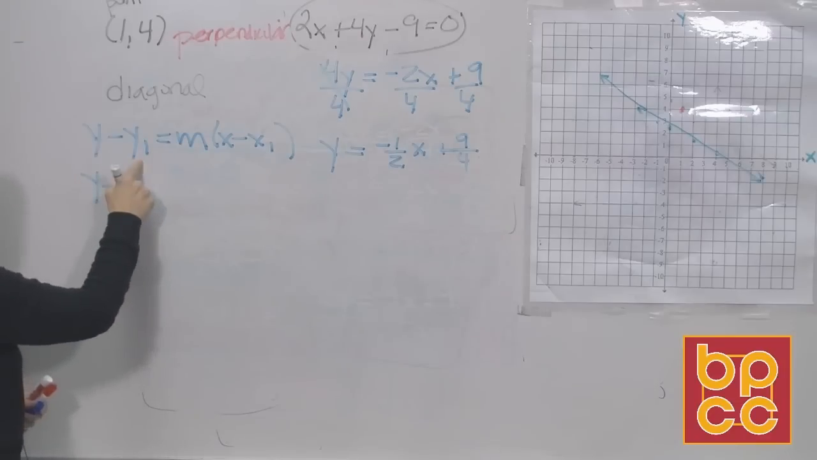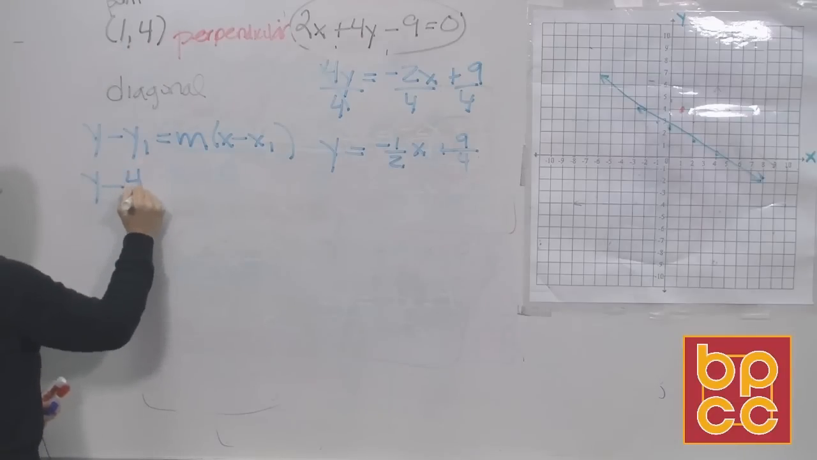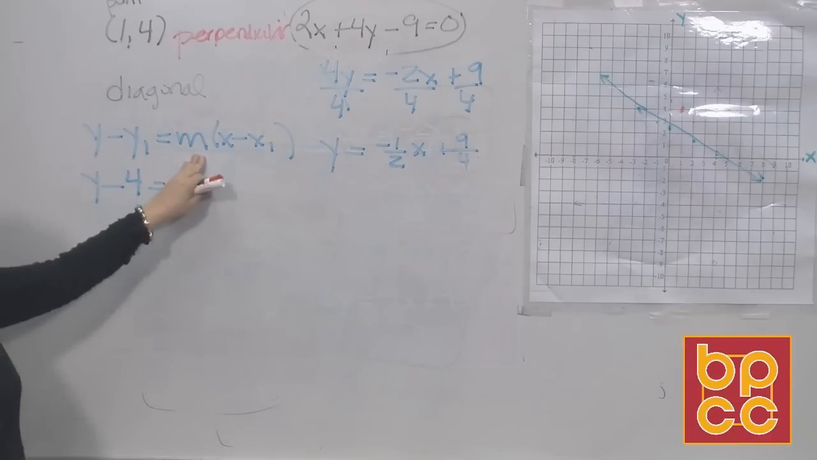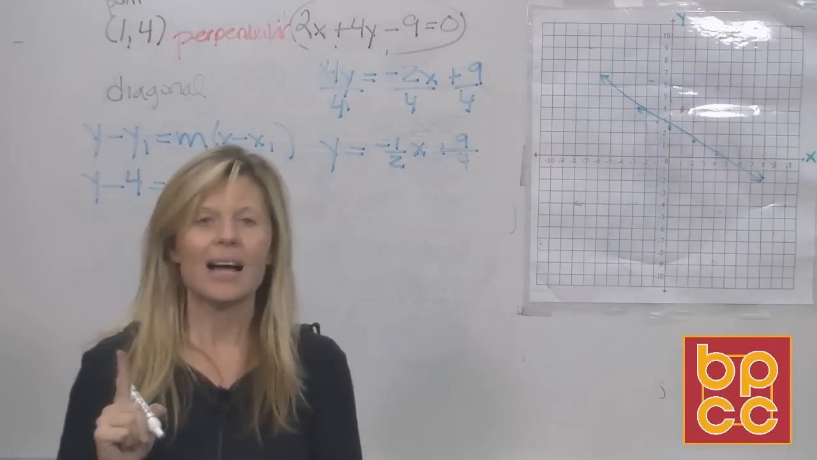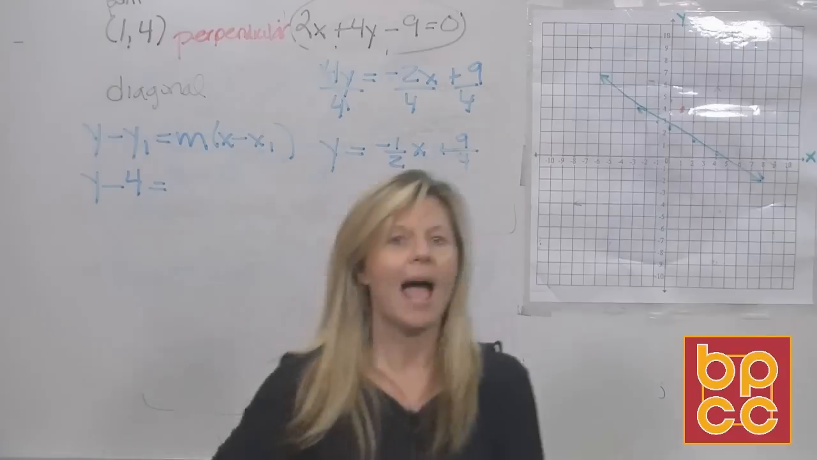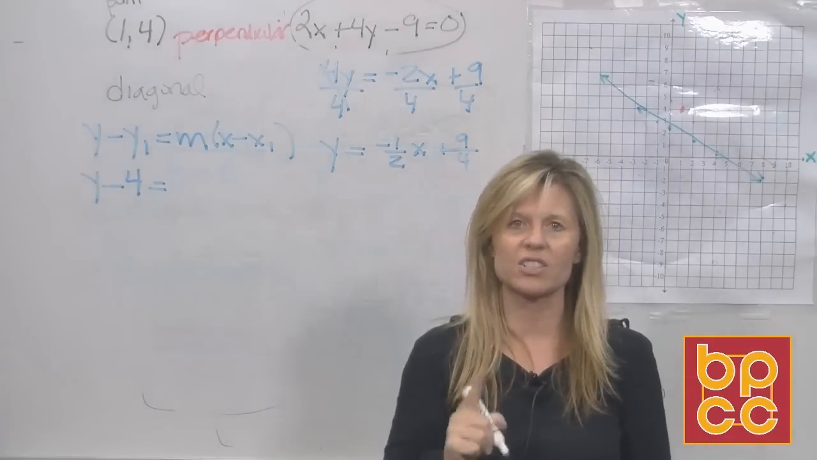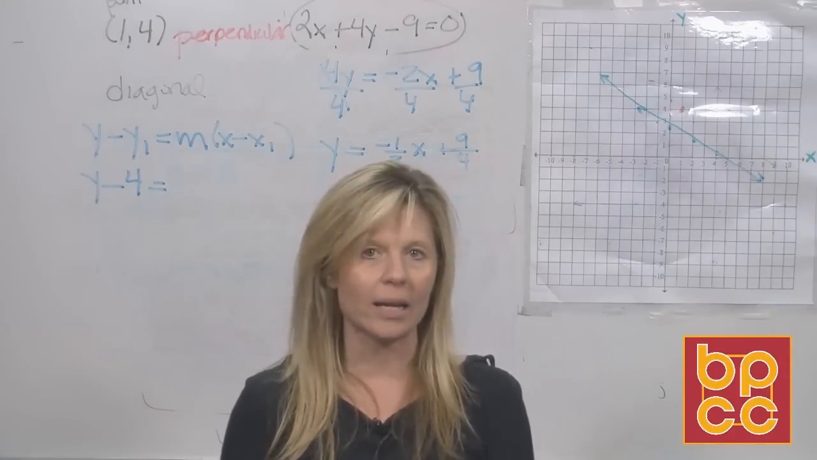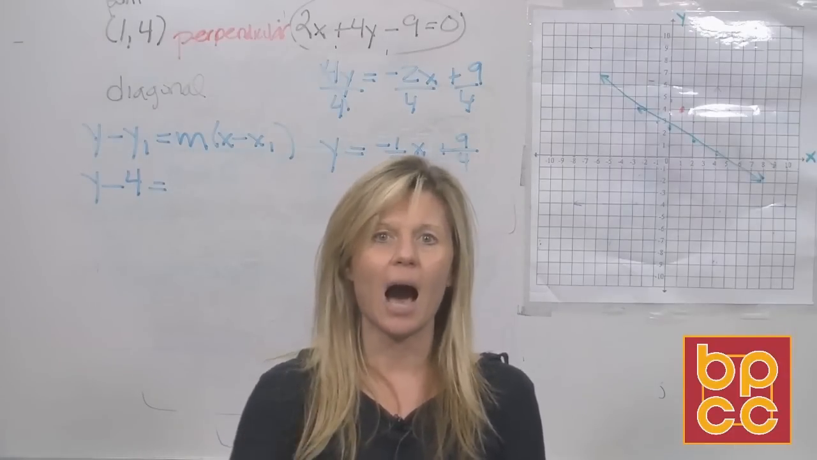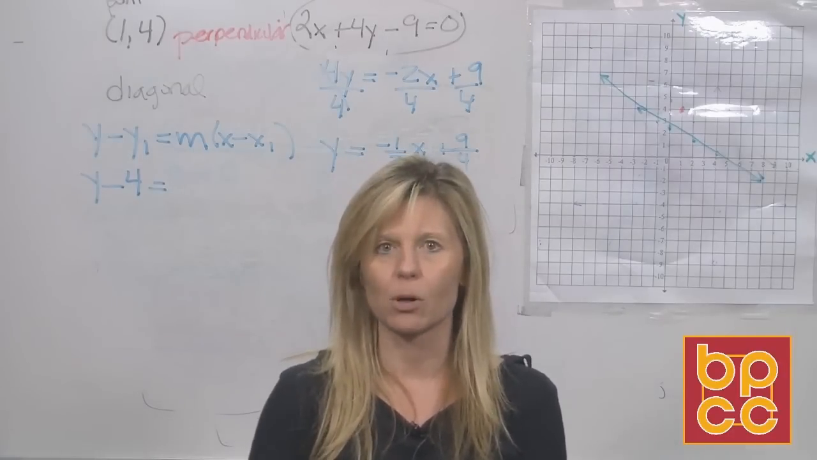Y minus, we have a y value, it's 4, equals, what does M mean? M is slope. I didn't tell you up here what slope is, but that's okay. I gave you the word perpendicular. And in the other previous module, we've already discussed this. If lines are perpendicular, they don't move the same way. Their slopes are the opposite reciprocals.